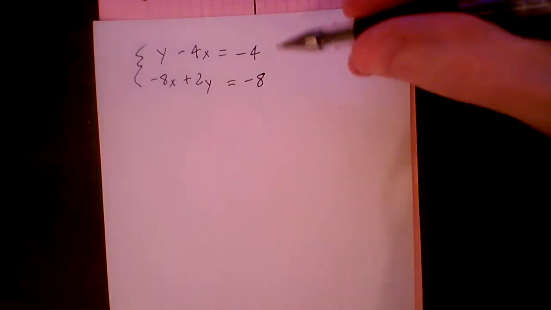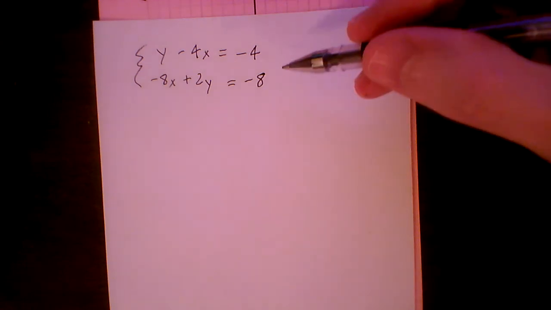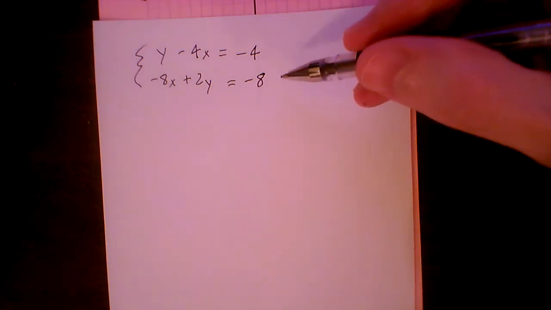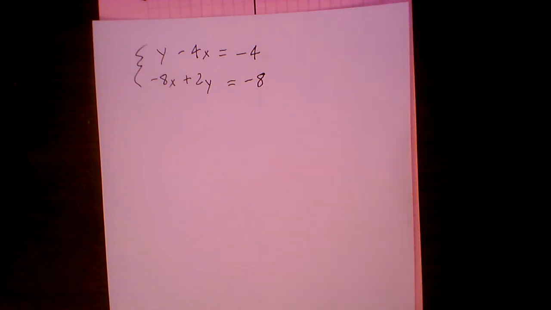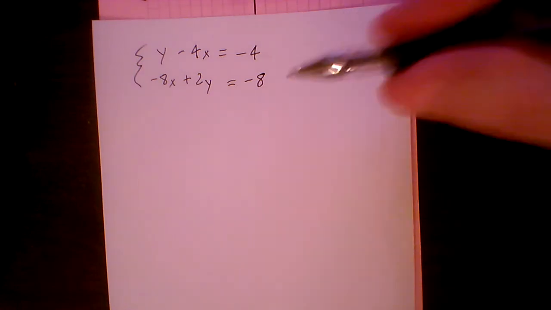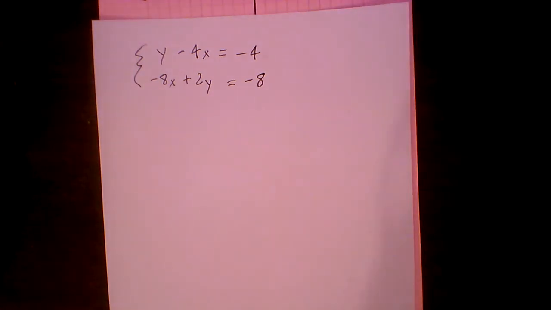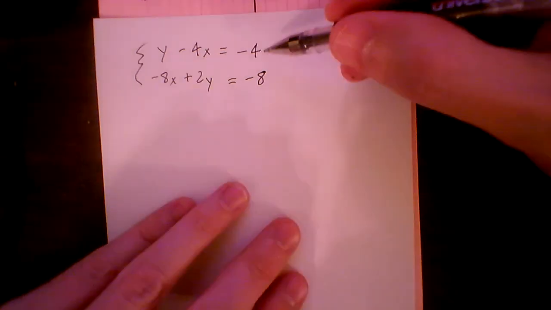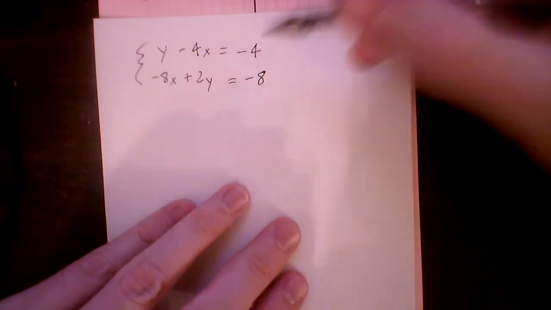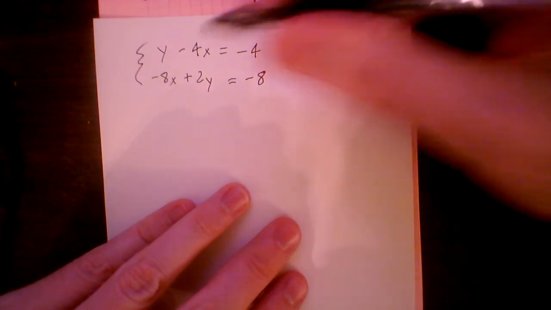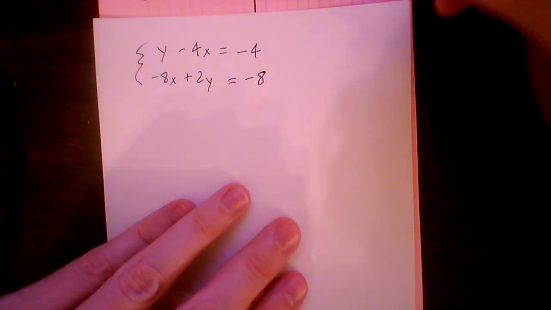Okay, so let's look at another system here and solve it. Now, this is going to be an example of one of those special cases I was talking about earlier. So it's going to look a little different when we get done. So let's get started here by just graphing the lines one at a time. So I'm going to do the first one here first.